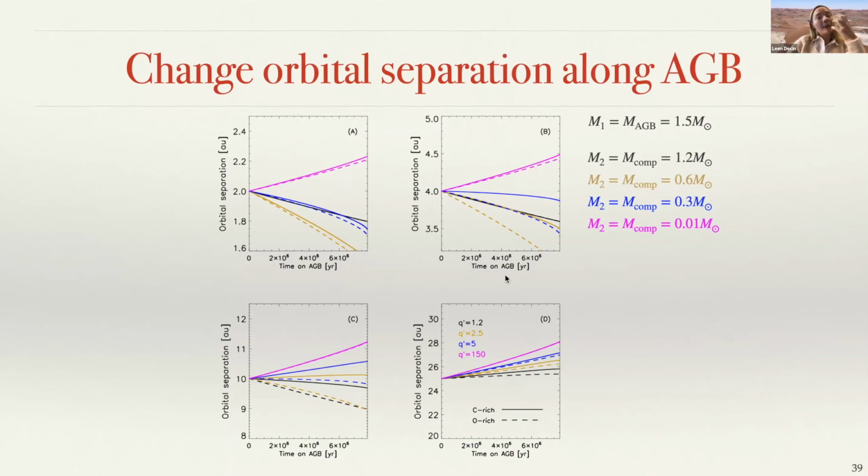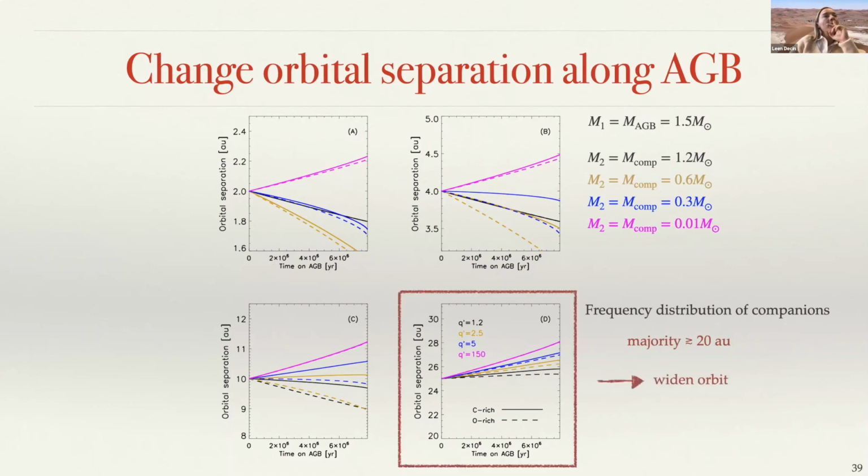And then you will need to understand, okay, but where are now these companions? Well, now we have to rely back on the conclusions at this moment, so nowadays, upon companions along main sequence stars. And given that, the conclusion is that most of them, the majority, I don't say all, I say the majority, have an orbital separation above 20 astronomical units. So we are in this regime where most companions will widen their orbits throughout evolution on the AGB.